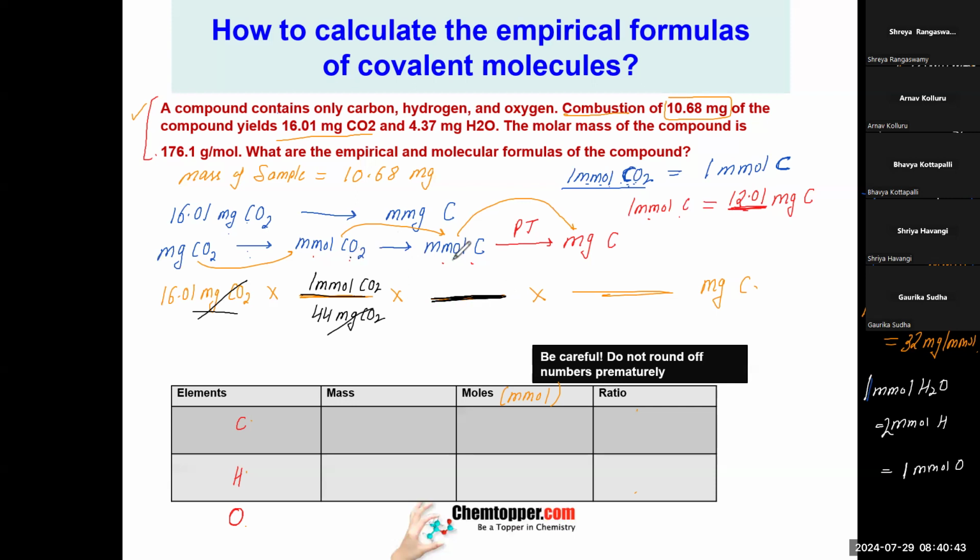Millimoles of CO2 to millimoles of carbon. We just discussed, it's written on the whiteboard also. 1 millimole of CO2 has how many millimoles of carbon? Yes, very good, Arnav. So, can I write down this ratio here? This one, this ratio, children. Bhavya, this ratio. 1 millimole. I'm expecting Bhavya and Arnav to answer very fast.